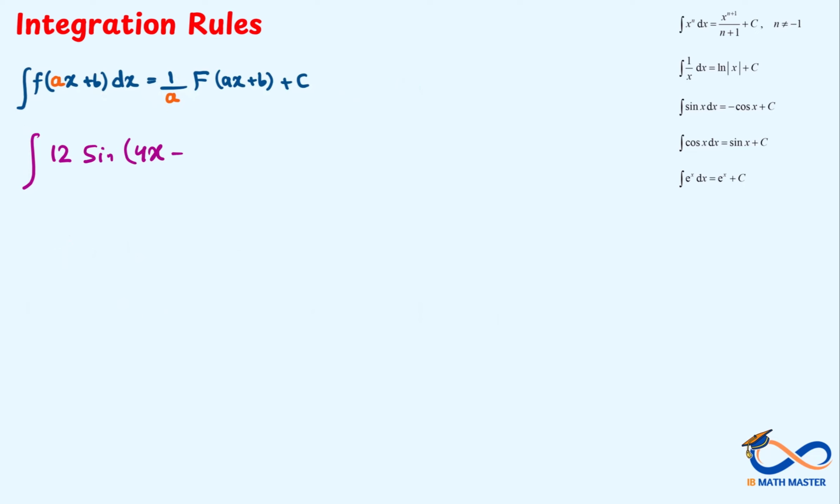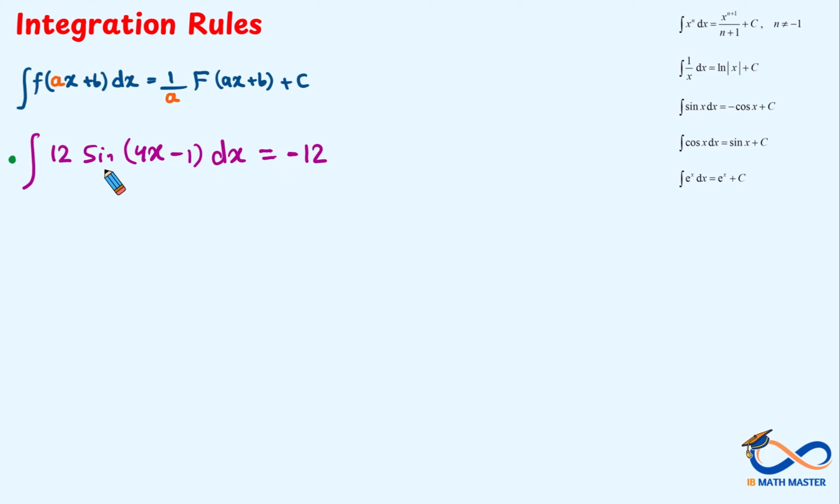Here we have the integral of 12 sine 4x minus 1 multiplied by dx. Now first, as we see here in the rule, when we integrate sine x, it becomes negative cosine x. So here first, I will keep the 12 as it is. It's multiplied by sine, so we'll keep it as it is. We have negative 12. The negative here comes from the integral of sine that will become negative cosine.